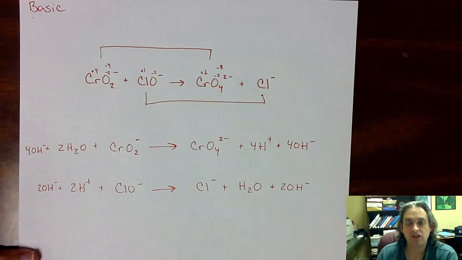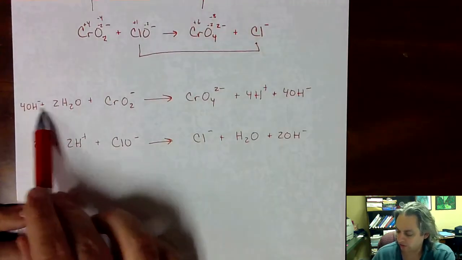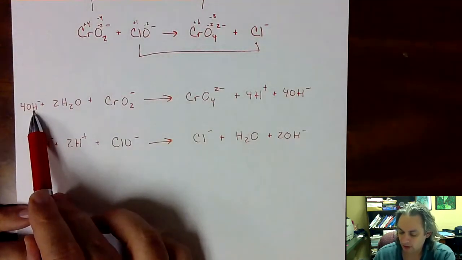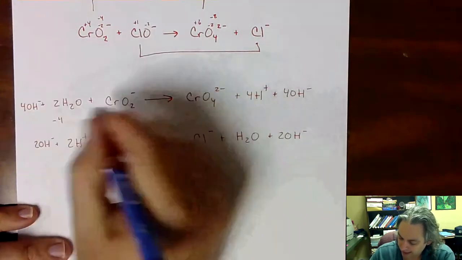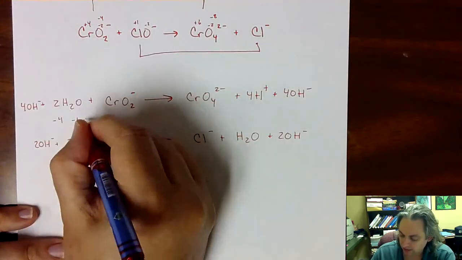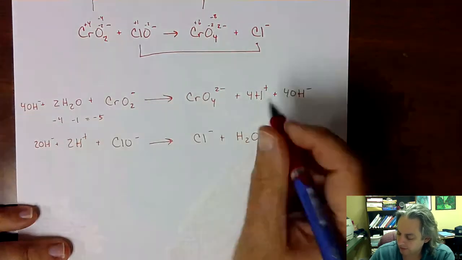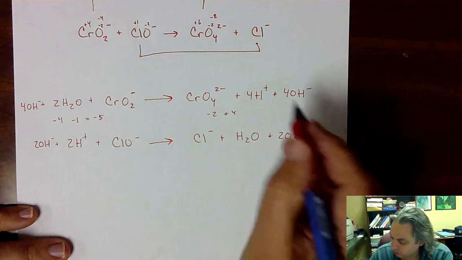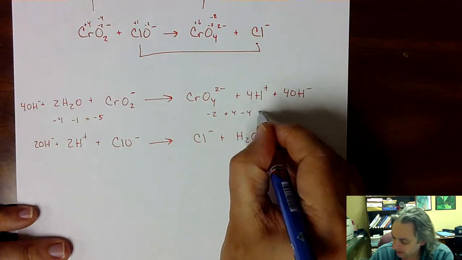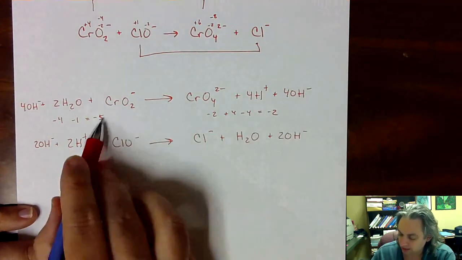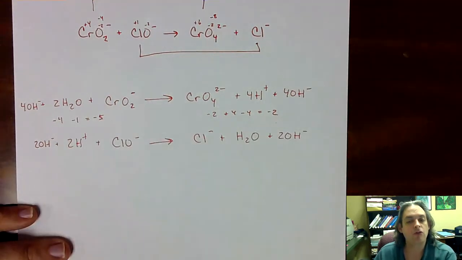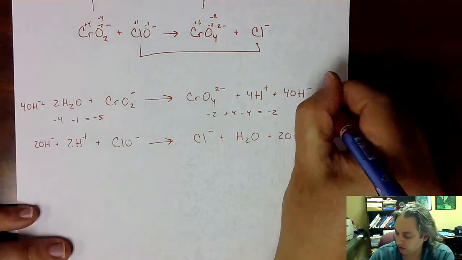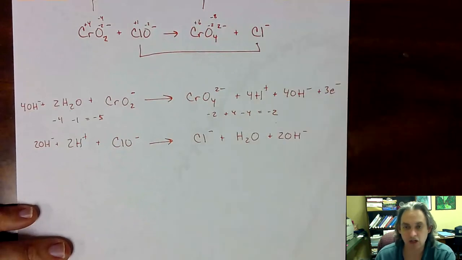Once it's mass balanced, you now need to charge balance. So let's check the charge on this. Let's first do this one. We have a -4 here, and then a -1, so that gives us a total of -5. And then over here we have a -2 and a +4, and then a -4, that gives us a -2. So -5, -2. So we need a total of 3 electrons over here to balance out the charge.